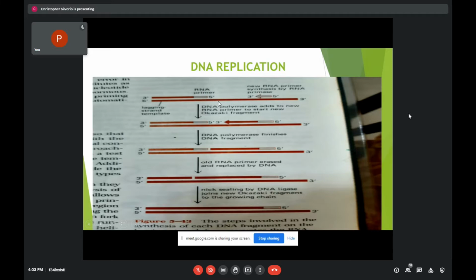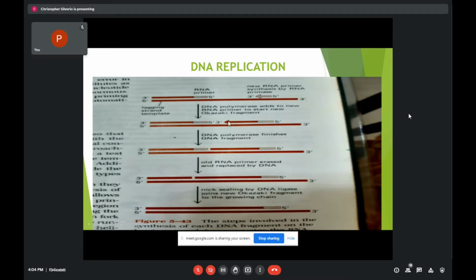Okay. So this is how the lagging strand is replicated discontinuously. First, there is a primer. This is the primer. And then the DNA polymerase will bind. And then it will synthesize a new lagging strand from the old lagging strand. So this is the new lagging strand.